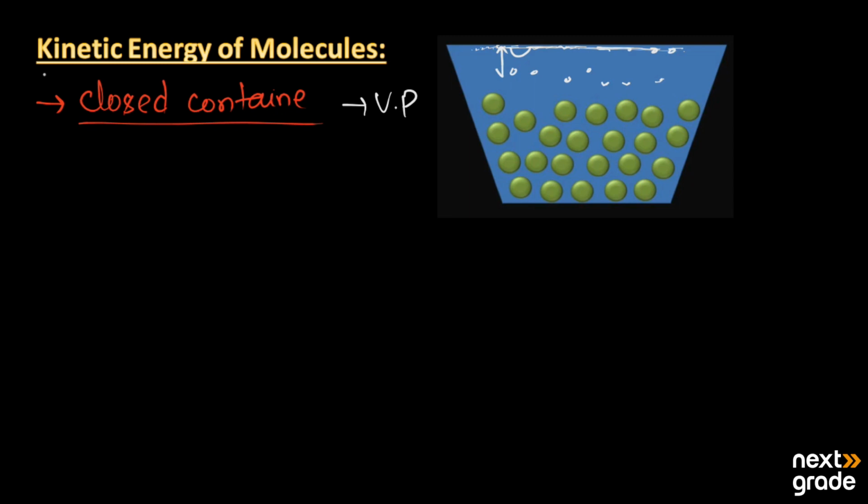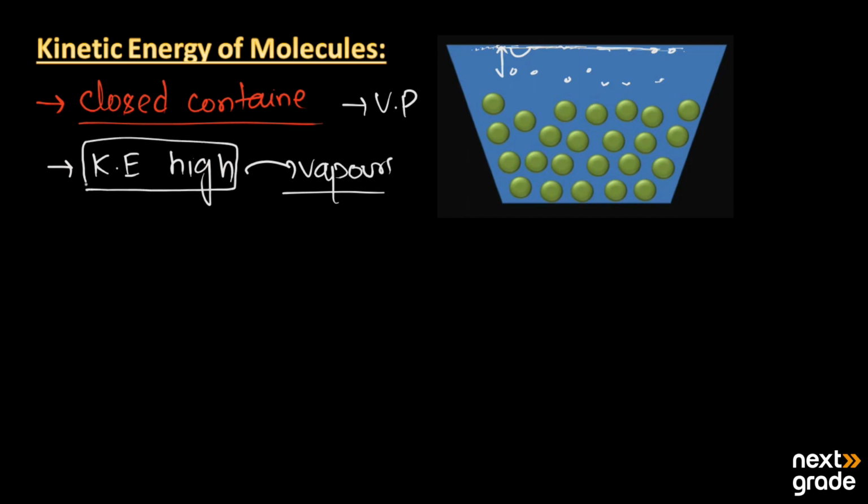Now how is it related to the kinetic energy? The molecules that have high kinetic energy change into vapors easily, because all the molecules do not have the same kinetic energy. Just a few molecules have high kinetic energy, and they change into the vapor phase easily. And when the vapors gather over the surface, in the space above the liquid in the container, they produce pressure, and that pressure we call the vapor pressure.